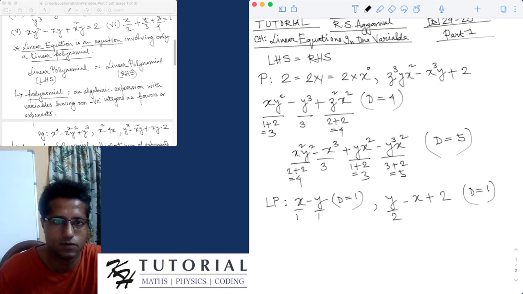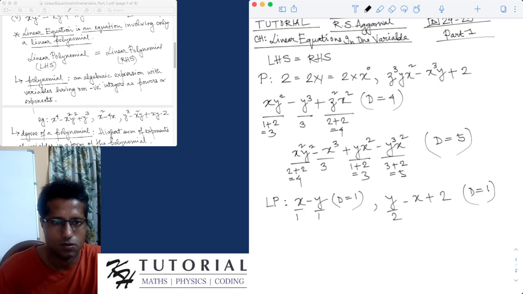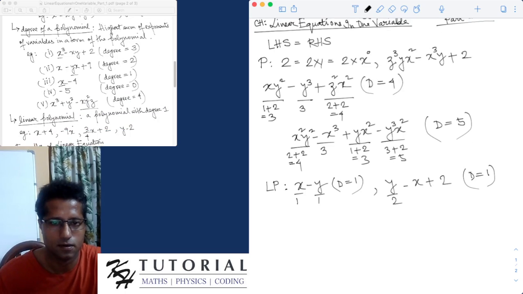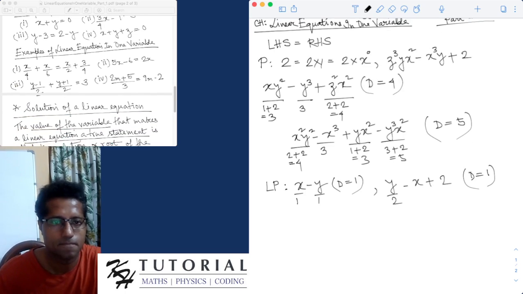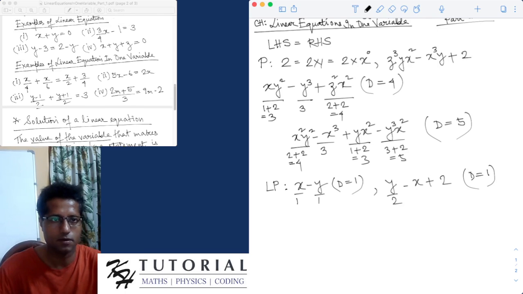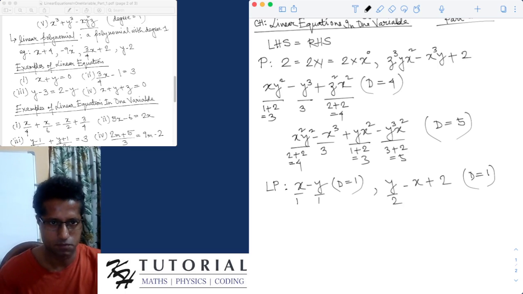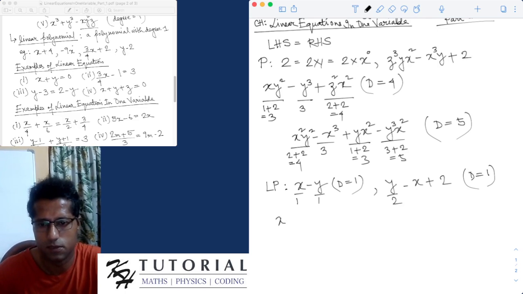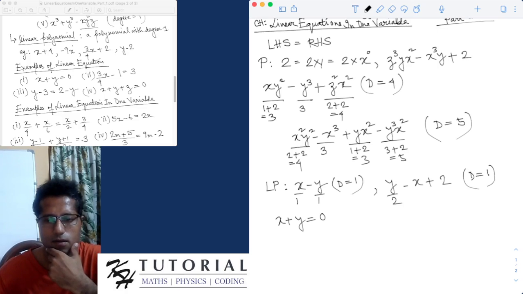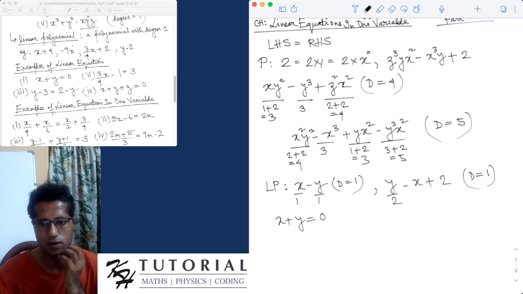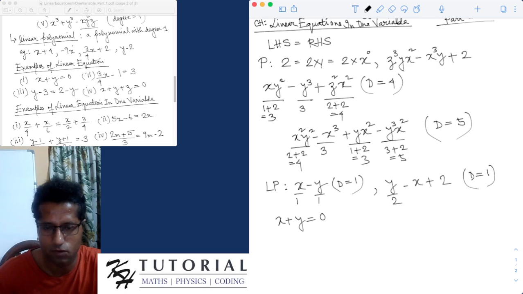A linear equation is an equation involving only linear polynomials. So now let us see examples of linear equations. The first one says x plus y equals 0. This is a linear equation. Why? On both sides, the left hand side and right hand side, LHS and RHS, both are linear polynomials. x plus y, we already know, is a linear polynomial.